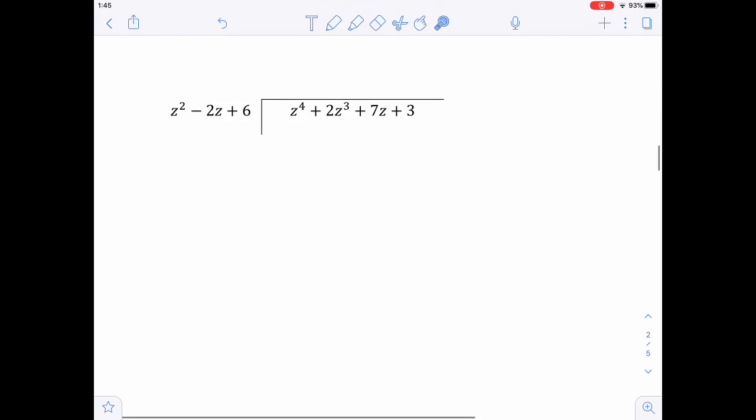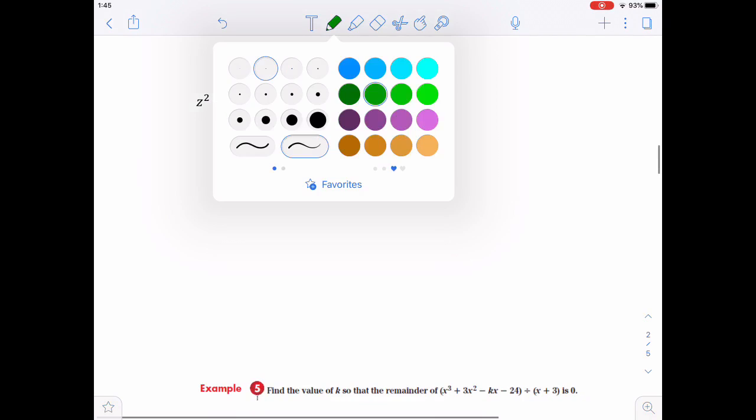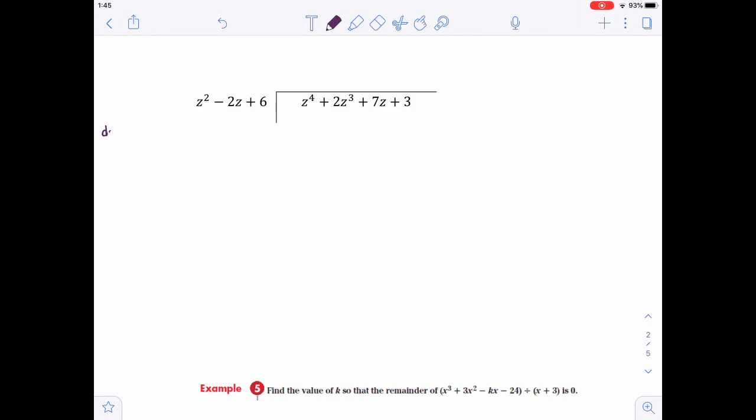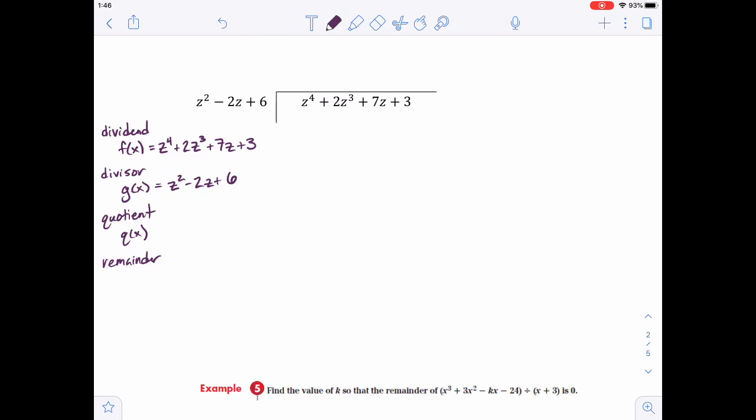This one's different. We've got a trinomial on the outside. We've got a big long quartic on the inside. So let's identify our pieces. Our dividend, that's our inside. That is z to the 4th plus 2z cubed plus 7z plus 3. We have our divisor. That's our outside, g of x. That's z squared minus 2z plus 6. And then we're looking for our quotient, which we'll call q of x, and our remainder, which we'll call r of x.